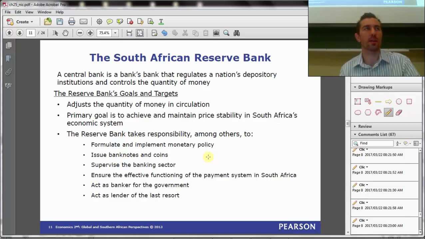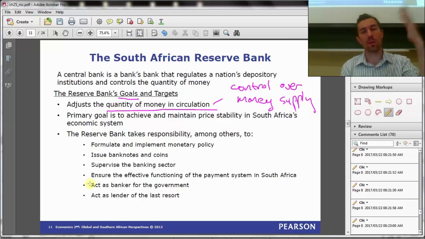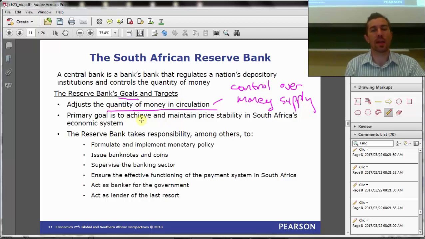The South African Reserve Bank are the guys that, in our context, do the regulation. What is it that the Reserve Bank does? What are their goals, right? Well, they control the money supply. In other words, they can adjust the quantity of money in circulation, okay? That means they have some level of control over the money supply, right? And the purpose of controlling the money supply is to achieve and maintain some sort of price stability.